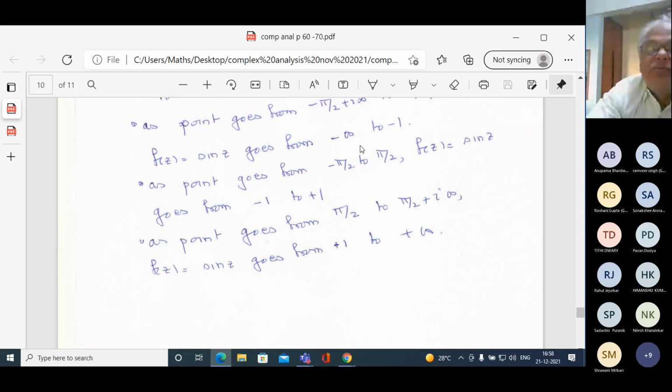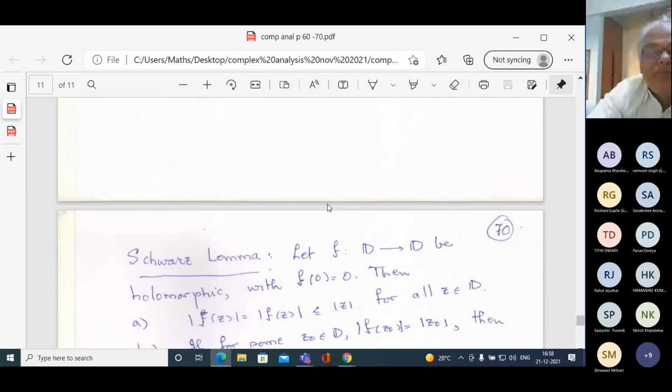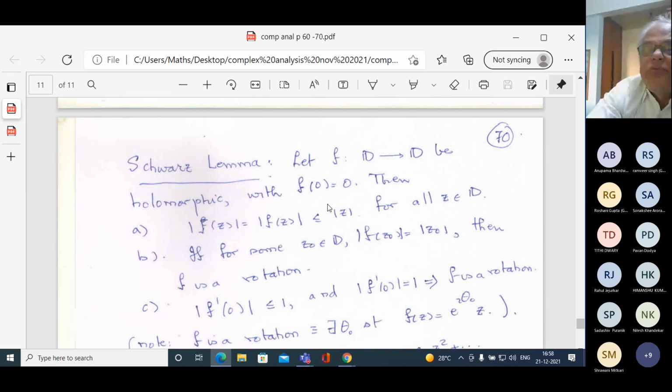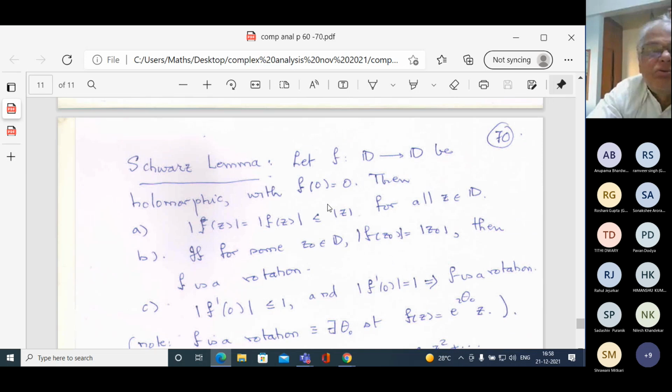f(z) equal to sin z goes from minus infinity to minus 1 as the point goes from minus pi by 2 to pi by 2, okay, along the real line, and it goes from 1 to plus infinity, etc., etc. These kinds of things you must be able to understand. And finally, I had come to the Schwarz lemma, which I had covered last time, but it's good to do it again.